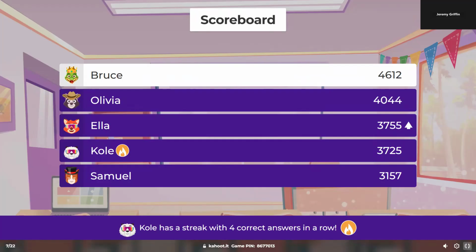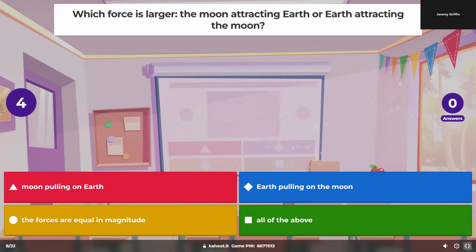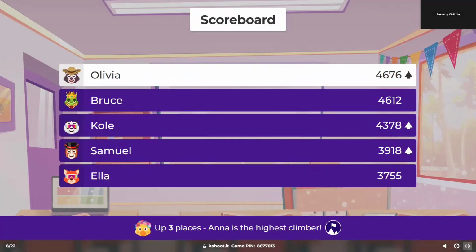Samuel, Cole, Ella, Olivia, Bruce. Which force is bigger? The moon attracting the Earth, or the Earth attracting the moon? Oh yeah! Everybody is getting it right. That's Newton's third law. Equal and opposite. Yeah. Ella, Samuel, Cole, Bruce, Olivia.